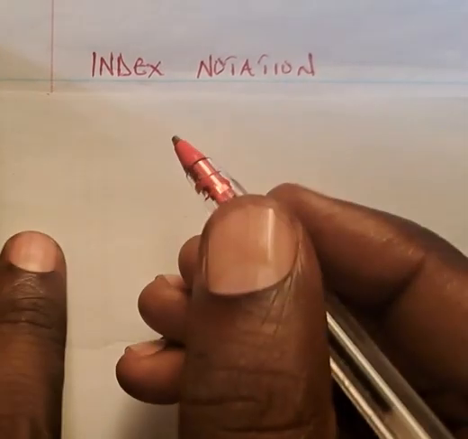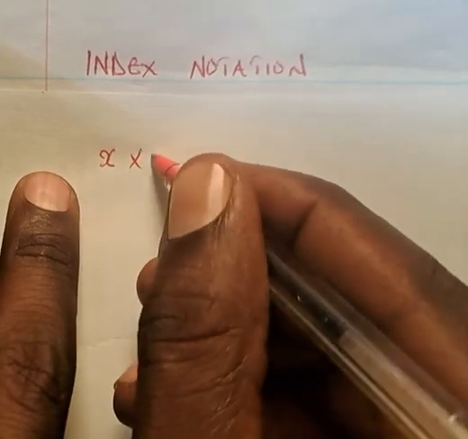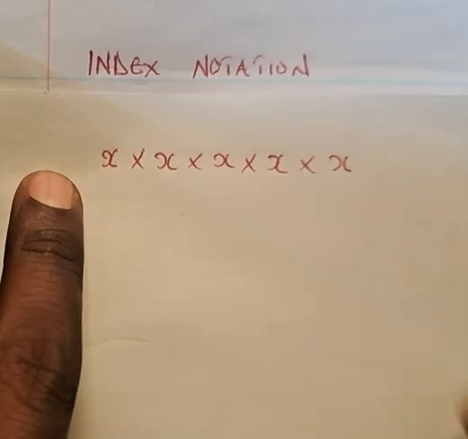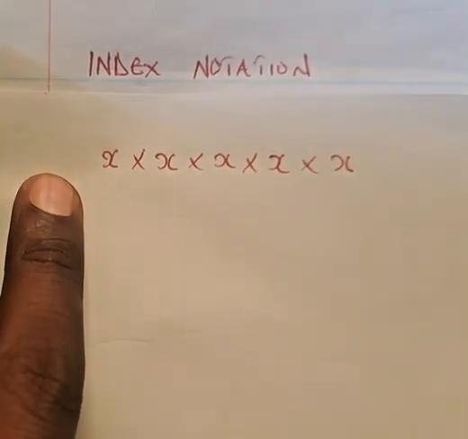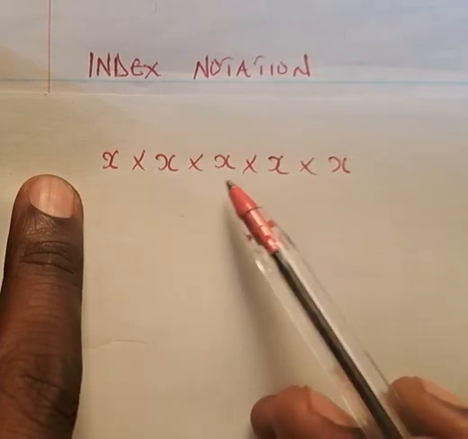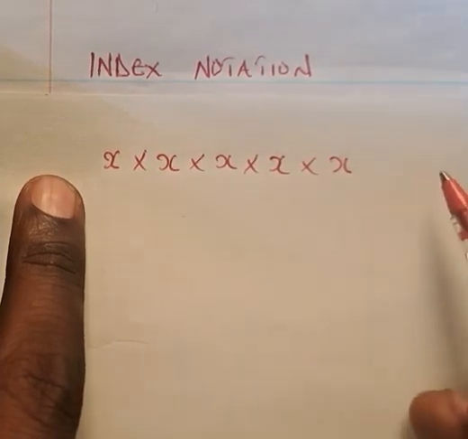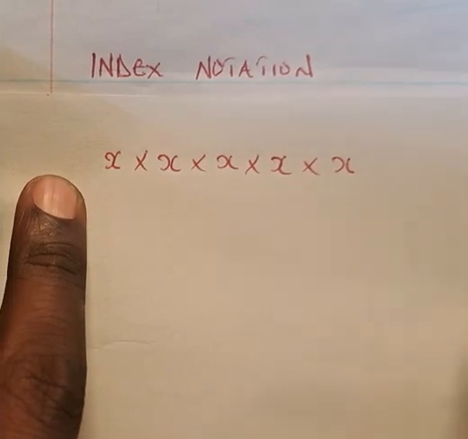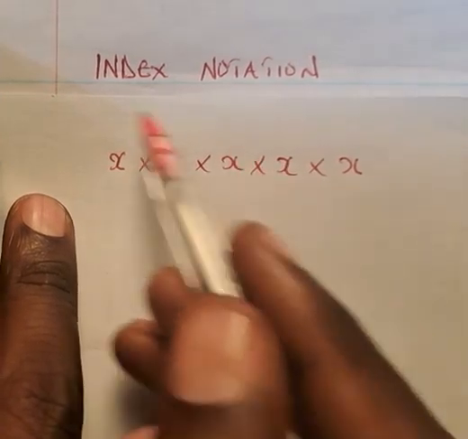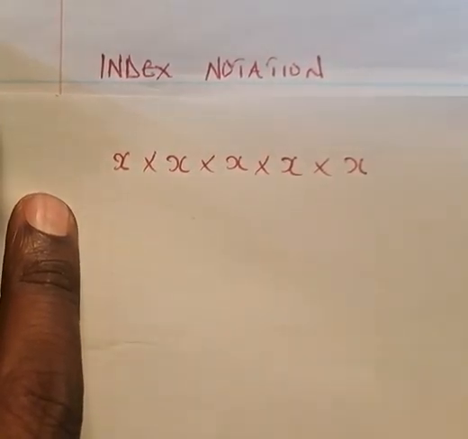For example, if I have x times x times x times x times x, and I was to tell a child to say what was on the board, the child would take a lot of time to express what he or she saw. It would be like, no, there was x times x times x times x times x. We don't want to waste all that time, so for it to be easily interpreted, we use what we call index notation. We can write this in a short form.